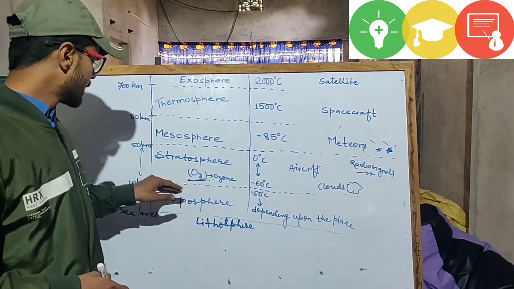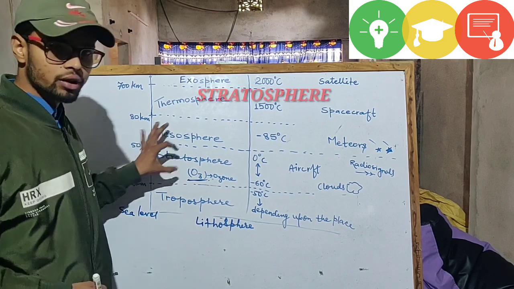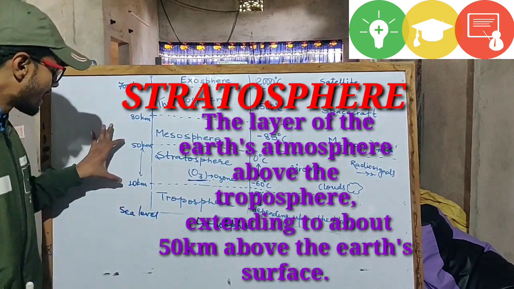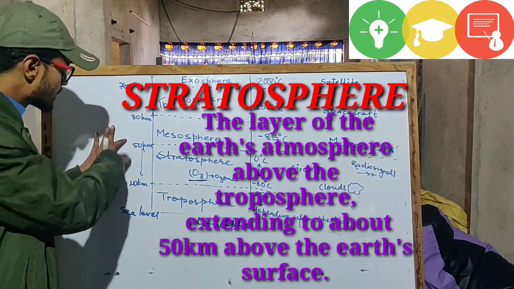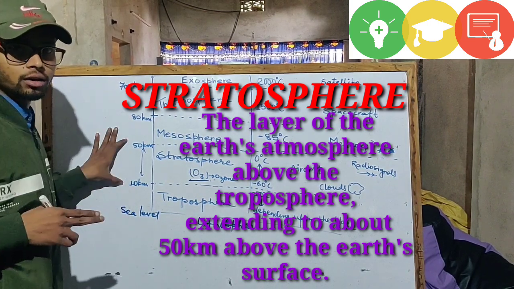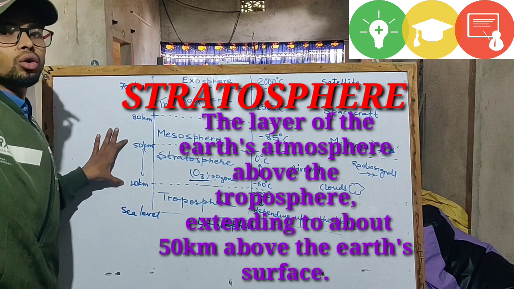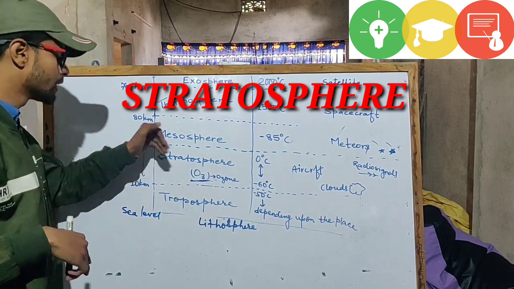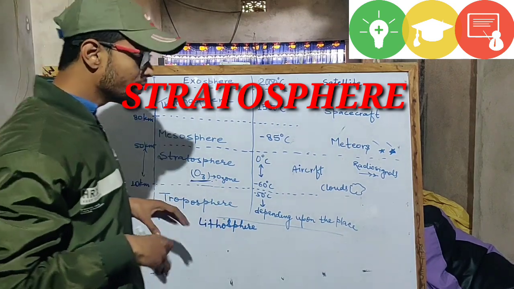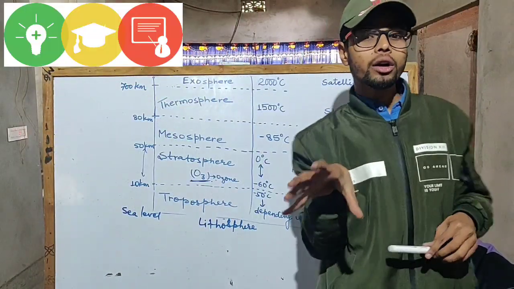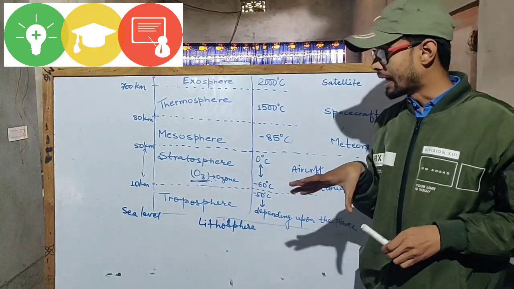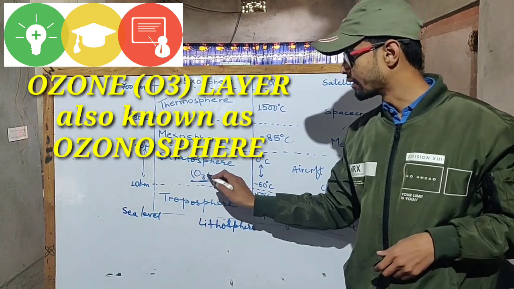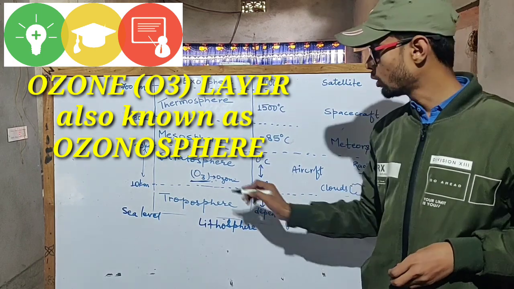And after that, we have the stratosphere. Trust me, in the exam, ST represents stratosphere. It has a distance from the troposphere of 10 to 50 kilometer. After 10 kilometer, you go up to 50 kilometer, meaning 40 kilometer above the troposphere, and you will find the stratosphere. And in between them, there is a very important layer, that is the ozonosphere, the ozone layer, having the chemical formula O3.